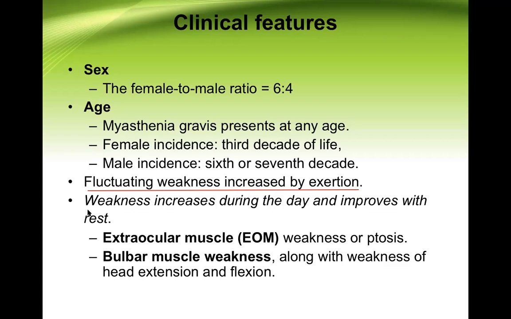The weakness increases during the daytime and improves with rest. Some of the muscles which become weak quite early are the extraocular muscles present around the eyeball. As a result, the person will develop ophthalmoplegia and ptosis, drooping of the upper eyelid. This is a very common feature of myasthenia. And many of the patients have bulbar muscle weakness also.